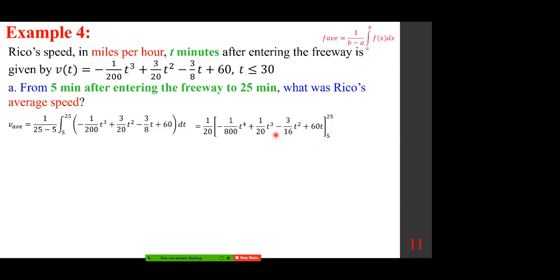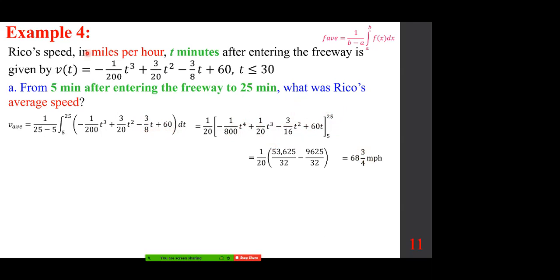Now evaluation does take some time because you have to plug in. It's really not too bad. You can use a quick calculator, plug in 25, do the math, plug in 5, do the math. It ends up being a nasty number. And so 68 and 3/4.